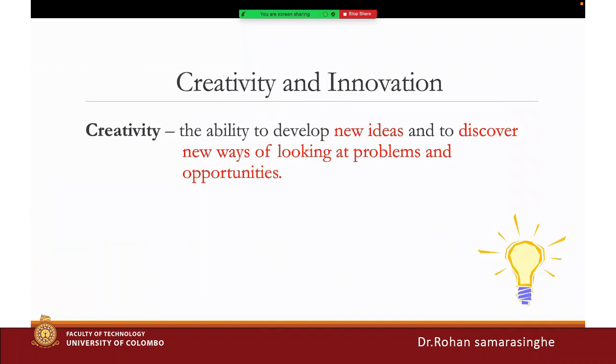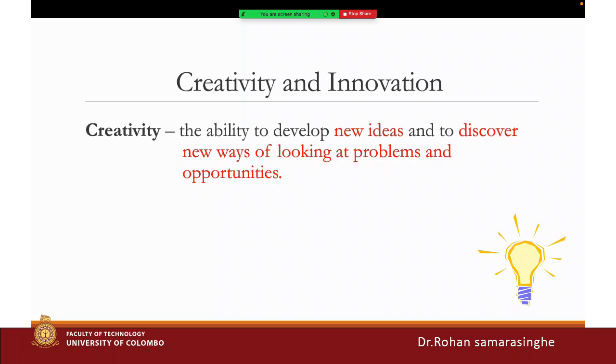Creativity is the ability to develop new ideas and to discover new ways of looking at problems and opportunities. I think all of you have creativity. Everyone has it, but you have to get your ability and think. So that's why in this course module we gradually improve your creativity knowledge, and finally at the end of the course module I hope you will present a good innovation related to this. So that's why I gave you a group work from the beginning.